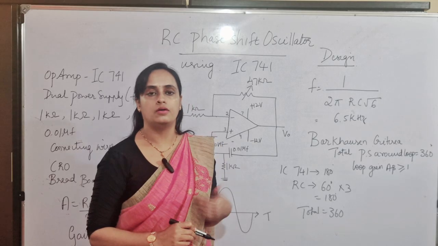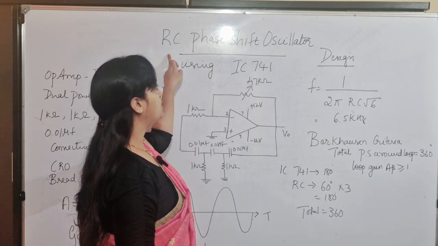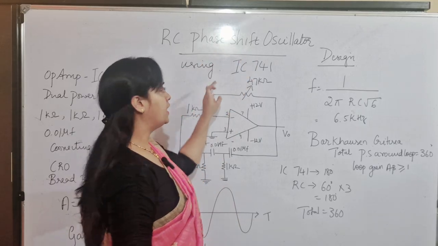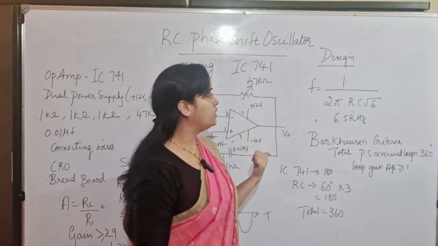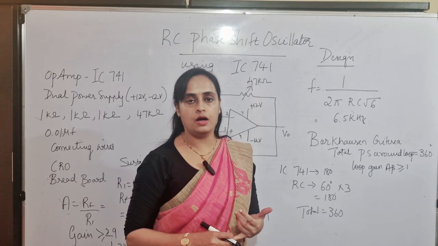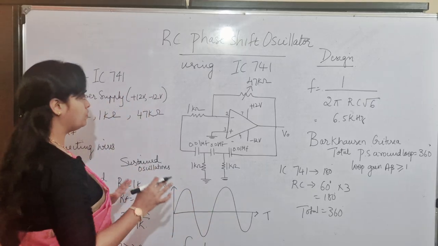So now going forward, the next experiment is to design an RC phase shift oscillator using IC741. Now, this is one of the experiments. How do we understand it logically and how do we present it on the answer sheet? So let's analyze it this way.